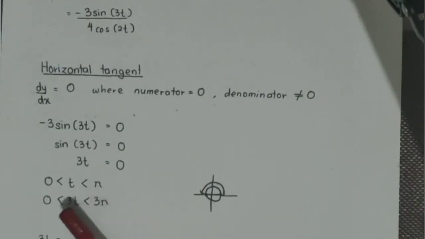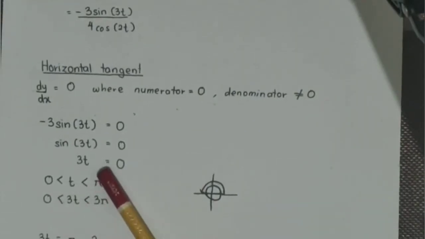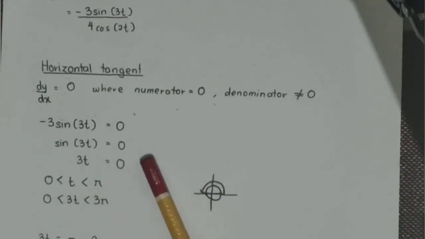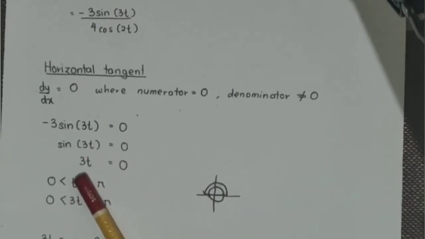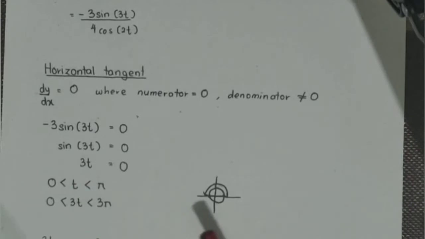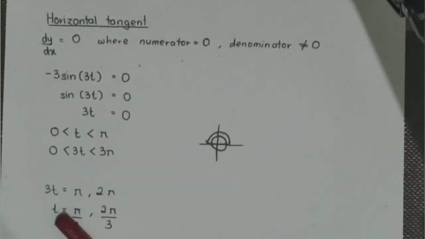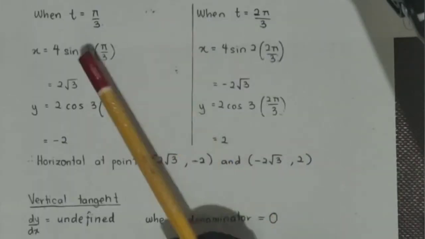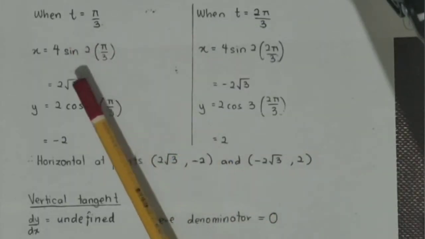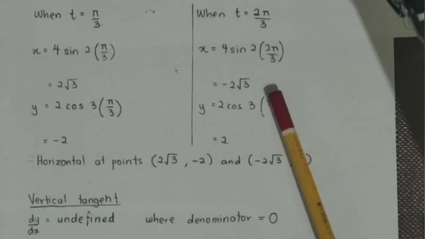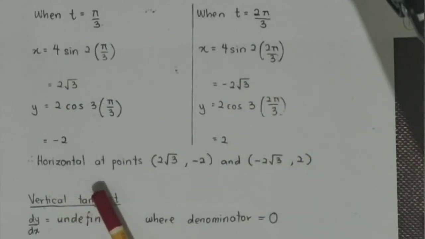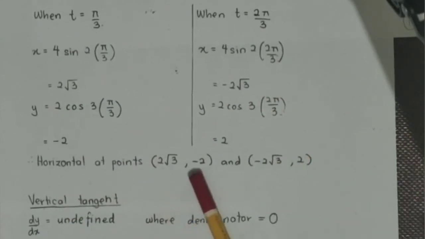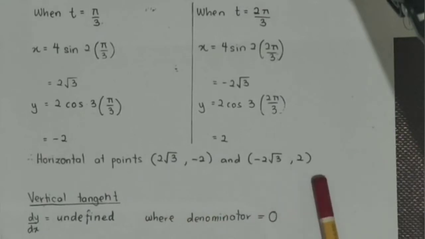From the question, we multiply this with 3 because the answer that we get is 3t. Then we will get t equals pi over 3 and 2 pi over 3. Fill the value of t in the equations of x and y. So the points of horizontal tangent are (2√3, -2) and (-2√3, 2).